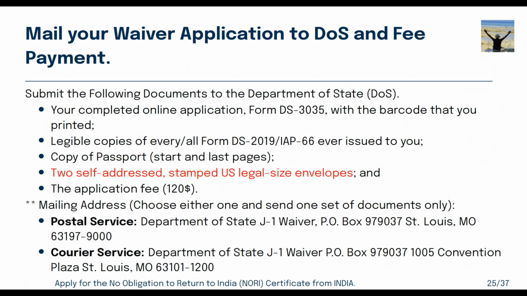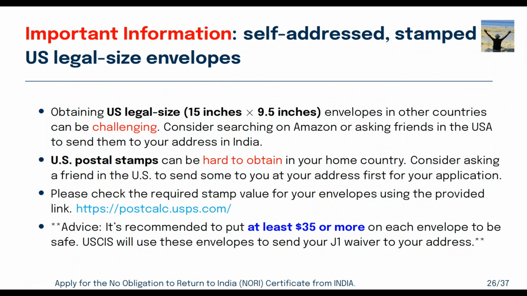So how will you mail? Your completed online application form, a legible copy of each and every DS2019, a copy of your passport, first and last pages. If you have renewed your passport, you also have to attach the older one and the new one both. Two self-addressed stamped US legal size envelopes, as well as the application fee. There are two mailing addresses there, depending on how you are sending your documents. If you are using Indian Post, then you can use the postal service. If you are using some private service, you have to do the courier address, right? So these are the addresses.